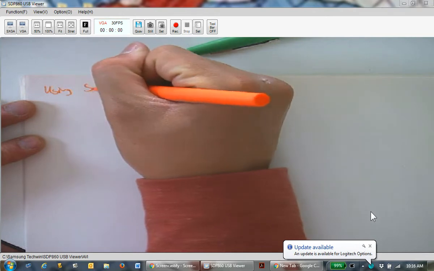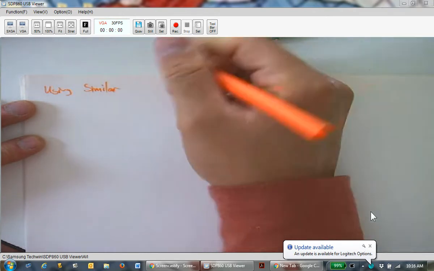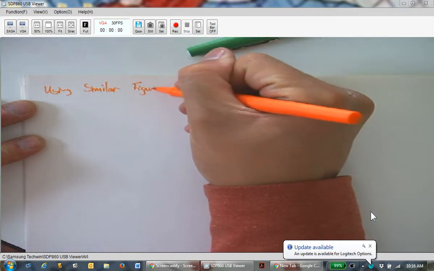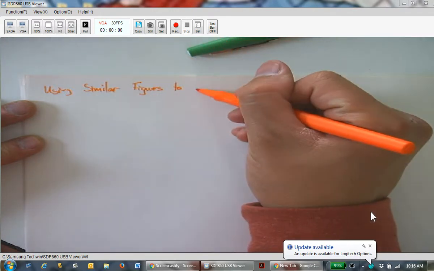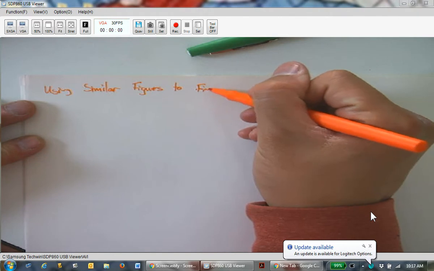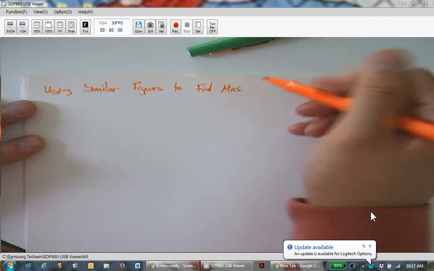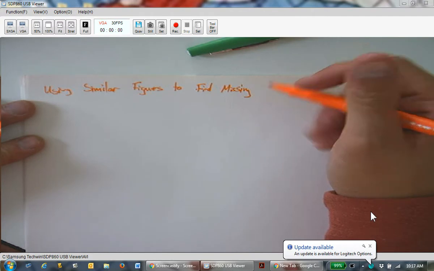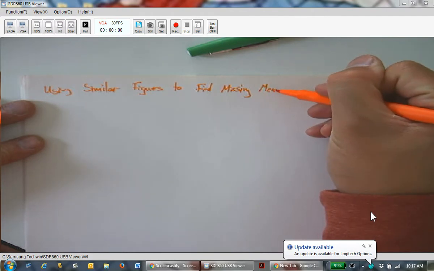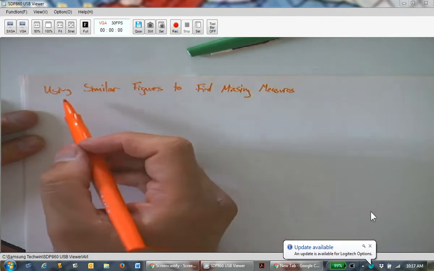Using similar figures. What time is it right now? Awesome. I think we still got time to get to 9-3 to find missing. What's up? Which section? This is still 9-2. My hope is that we can get through 9-3 as well.